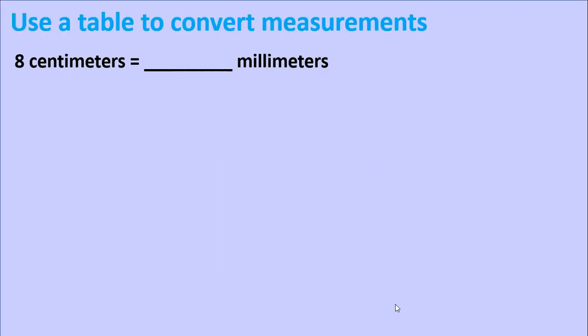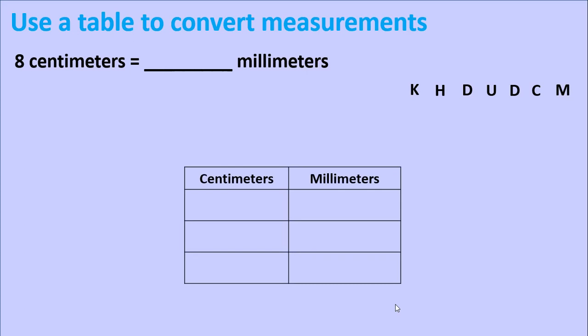Now we have 8 centimeters, and we want to rewrite this as millimeters. King Henry died unusually drinking chocolate milk. Let's use our table. We're starting with centimeters because that's our starting unit, and millimeters is at the end of the table because that's our ending unit. So here, we're starting with the C and ending with the M. We're going to be moving over one place.